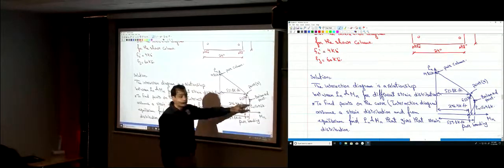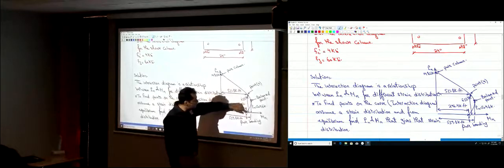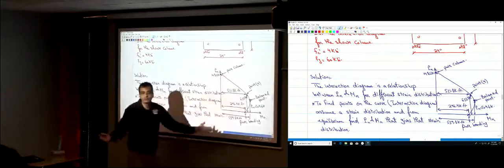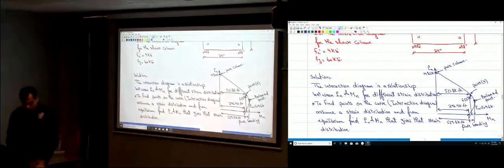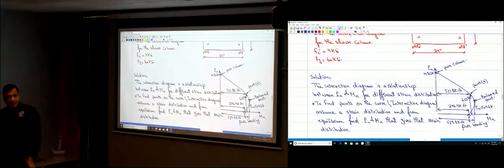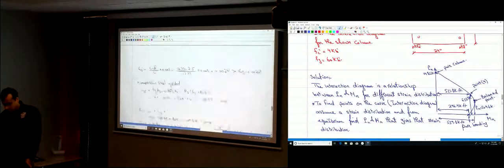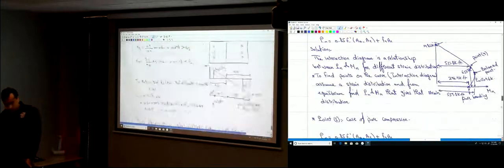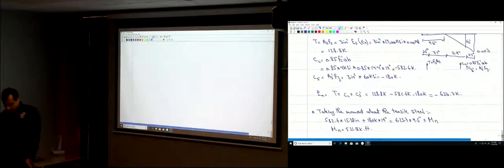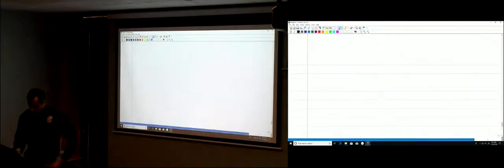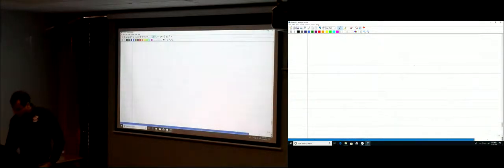Okay? We assume it's 0.004. We're going to get the point here. Okay? And you repeat this, you get more points on the curve. Okay? Any question? So this is how you construct this interaction diagram. Okay? Now, let's move forward for our discussion of this interaction diagram.